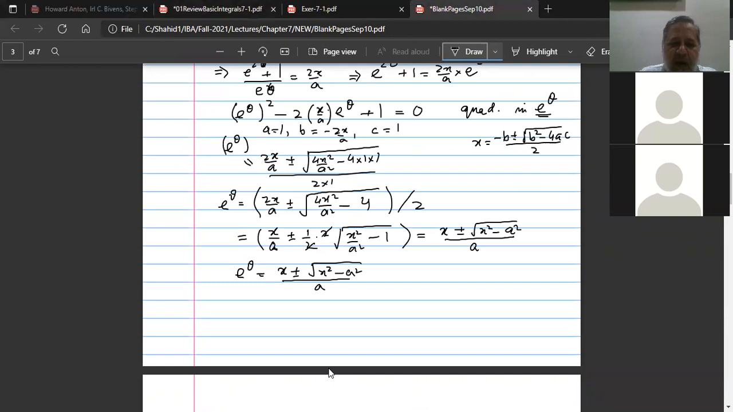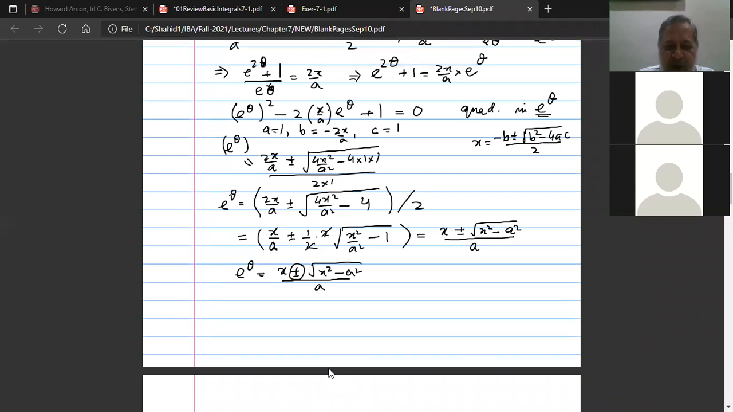Now there are two issues. One issue I have discussed: we are getting x square minus a square, but the formula will not be correct. The second issue is that both the results obtained from the quadratic formula, plus or minus, are acceptable. The negative had gone away but these plus minus alternates are present. If I take ln of this equation, ln of e power theta will be ln of x plus or minus, both are acceptable, divided by a.